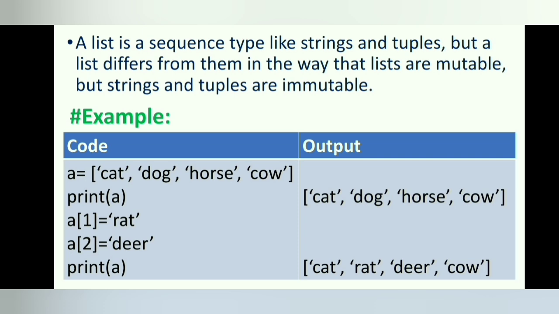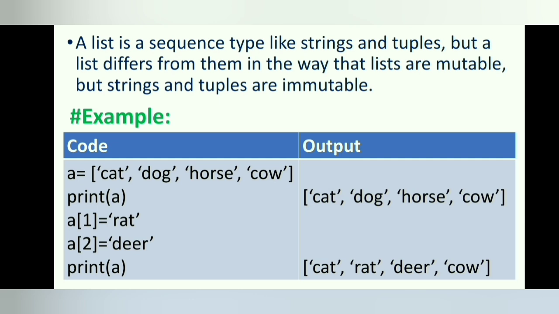Example. In this example, a list of 4 items is assigned to the variable a. The following print statement, print a, will display the list cat, dog, horse, cow. In the next statement, we modified the list by assigning the value rat at index position 1. Similarly, in the next statement, we modified the list by assigning the value deer at index position 2. The following print statement, print a, will display the modified list cat, rat, deer, cow.